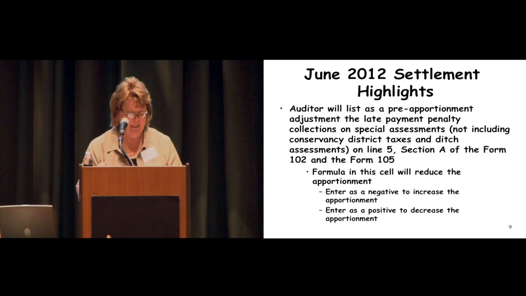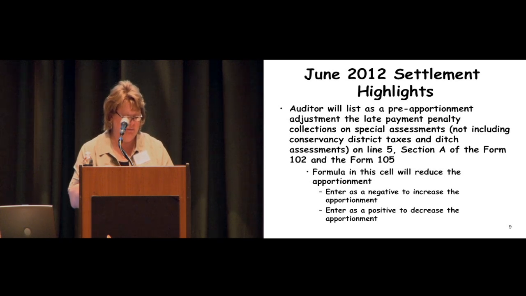Auditor, you're going to list any late penalty payment on collections on special assessments, not including conservancies and ditch assessments, as a pre-apportionment adjustment on line 5 of Section A of Form 105 and 102. The cells work just like the refund cells. You're going to enter it as a negative to increase your apportionment, or if you want to decrease the apportionment, you need to enter it as a positive.